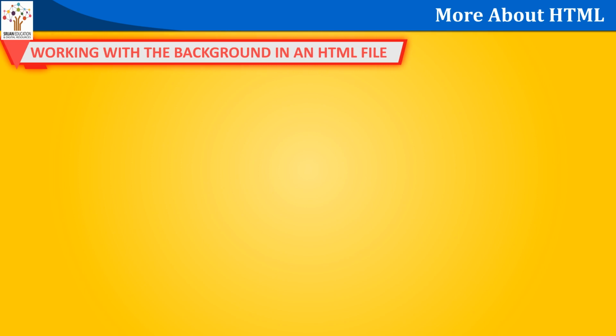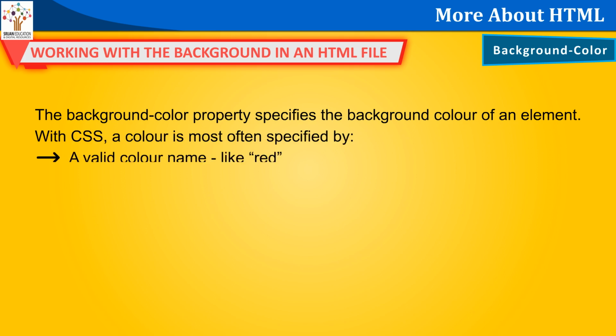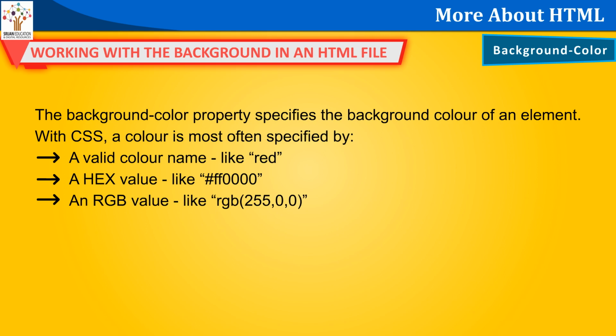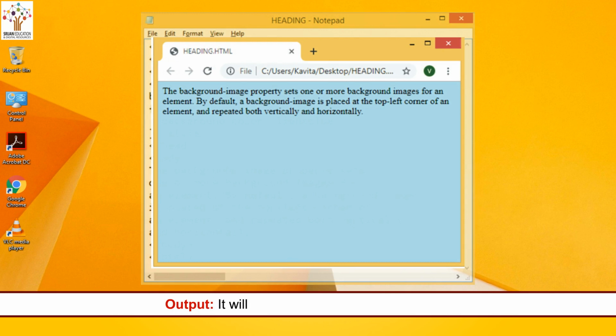Working with the background in an HTML file. Background color. The background color property specifies the background color of an element. With CSS, a color is most often specified by a valid color name like red, a HEX value like #FF0000, an RGB value like RGB bracket 255,0,0. Example. Output. It will be shown in the browser like this.